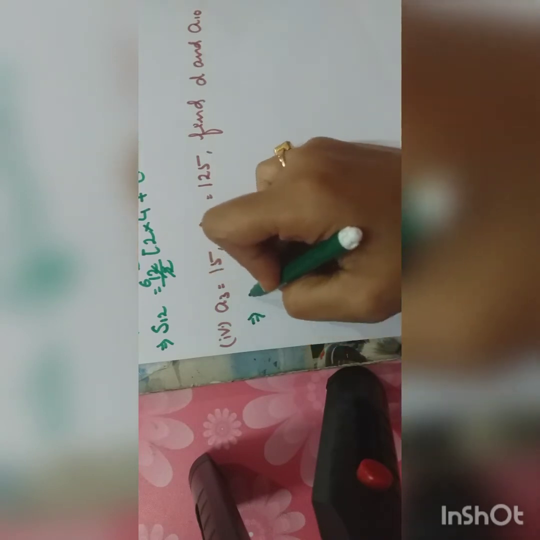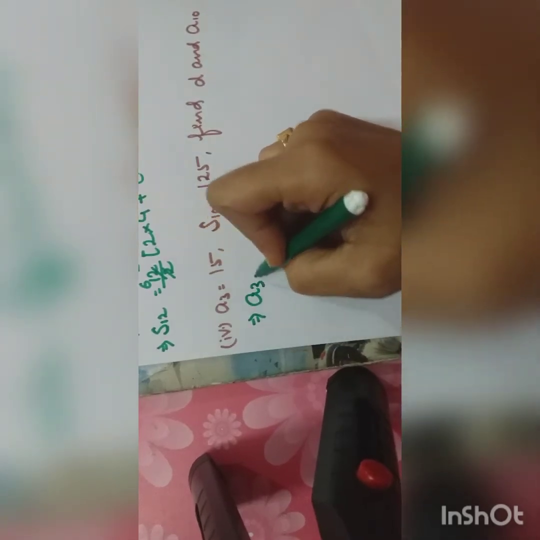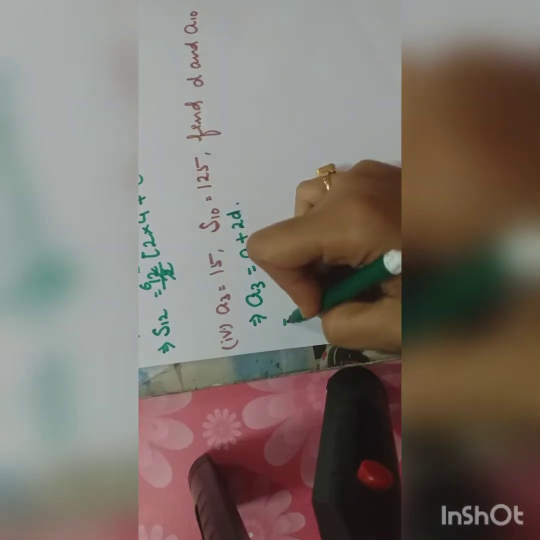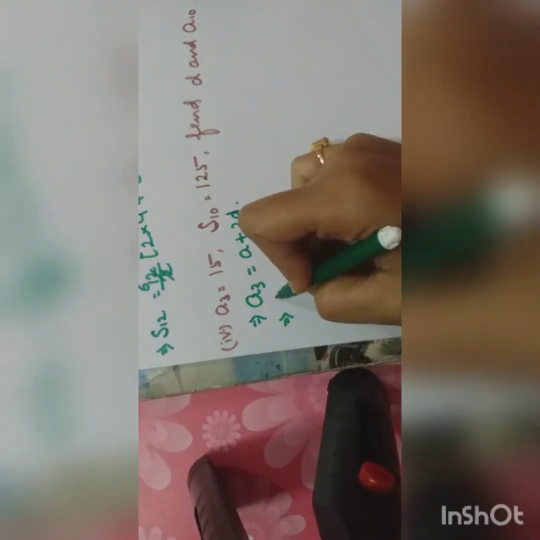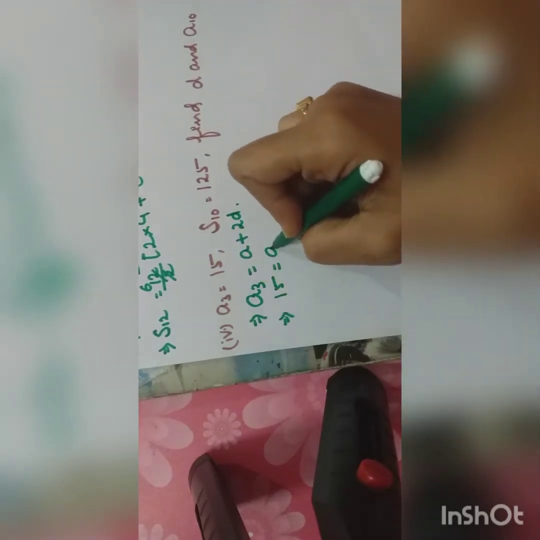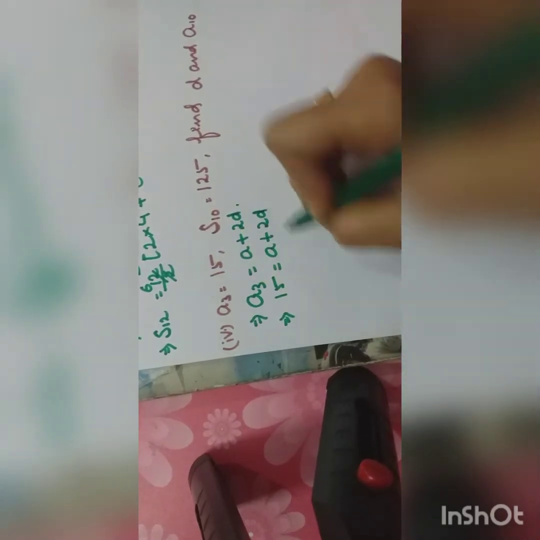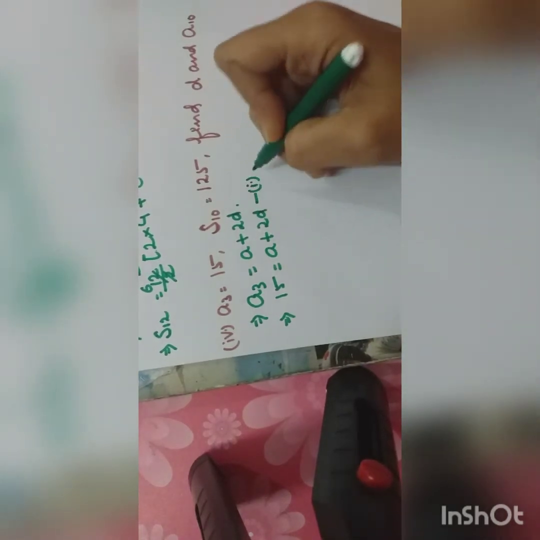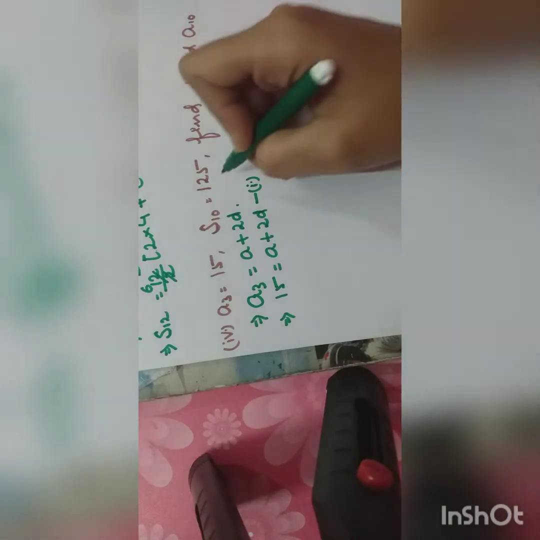So again, the general form to represent the third term is A plus 2D. So the A3 value is given to me as 15. So in place of A3, I am writing 15 equals A plus 2D. Since the values of A and D are unknown to me, I have formed the first linear equation, that is, A plus 2D equals 15.